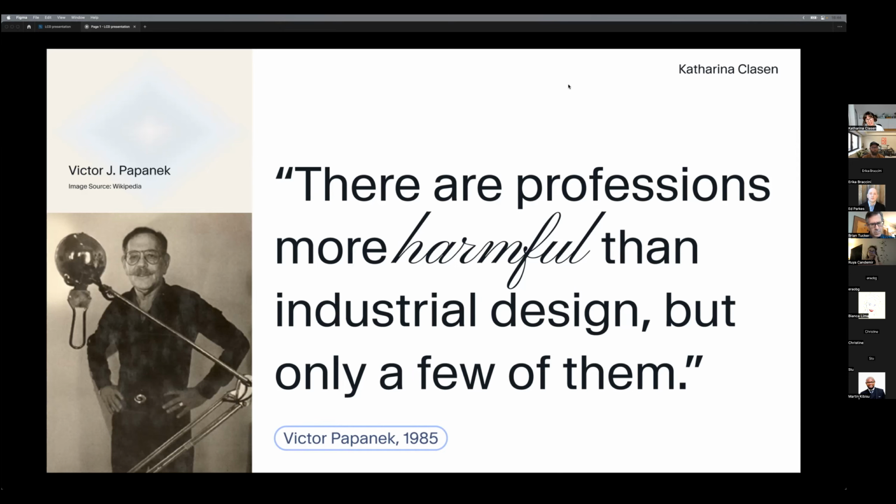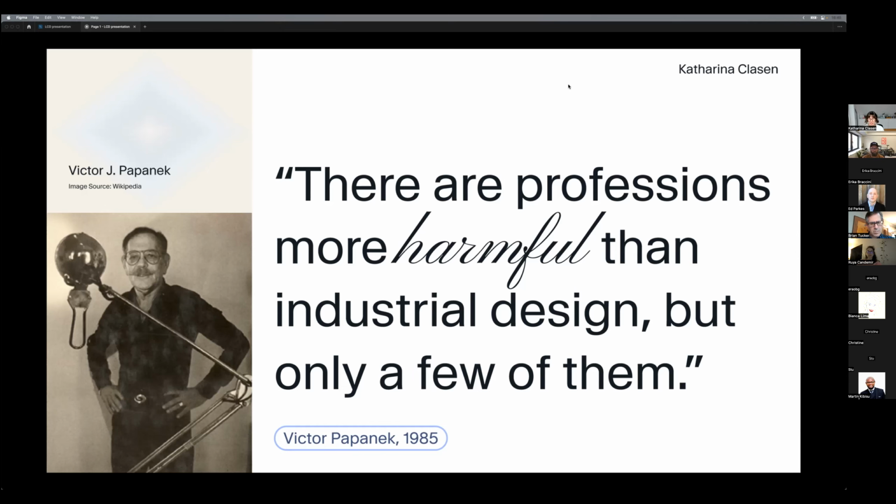And Victor Papanek opens the first edition of this masterpiece, basically, back in 1985 with the words, "There are professions more harmful than industrial design, but only a few of them." So like Mike Montero, he's not only positive about design. I think both of them are designers, and I think both of them believe in design, but they also see that design can be harmful.